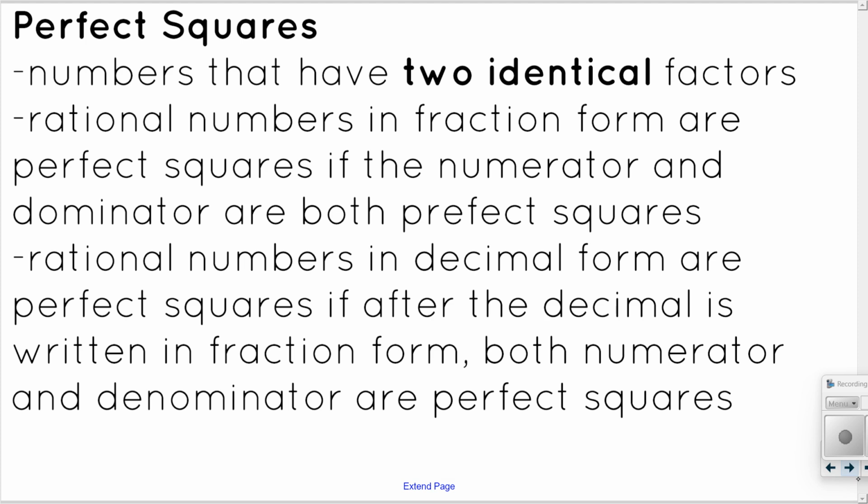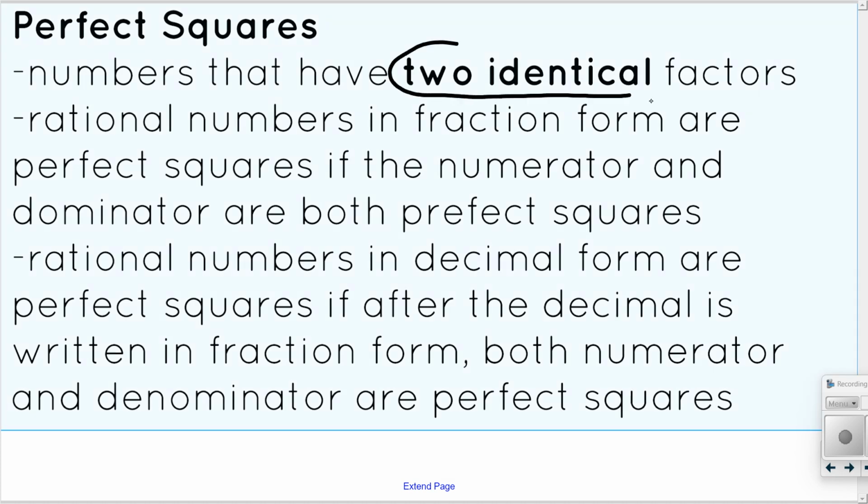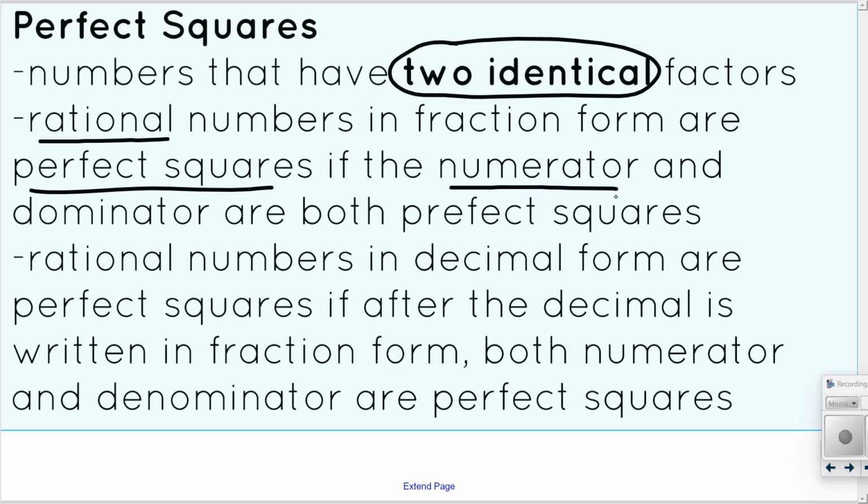Let's get started. A perfect square is a number that has two identical factors. So if something has two identical factors, it's a perfect square. Rational numbers in fraction form are perfect squares. So rationals are perfect squares if the numerator and the denominator are both perfect squares. They don't have to be the same number.